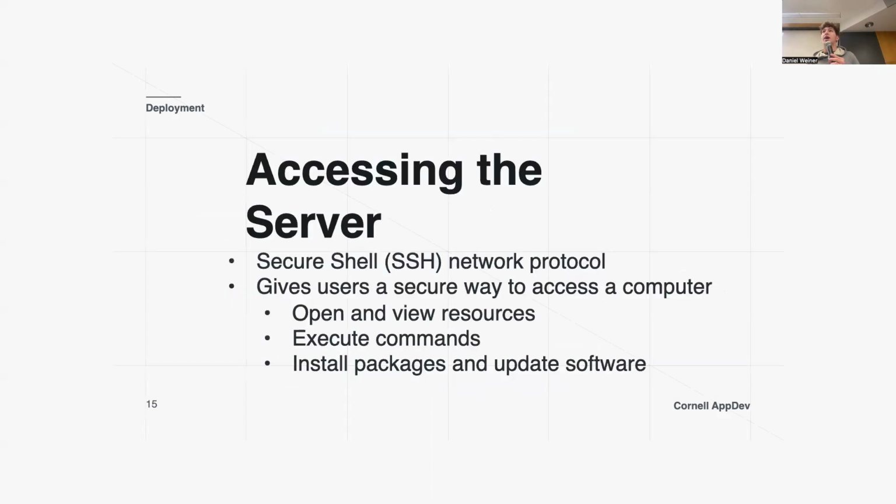So how do we actually access the server? Let's say we get the server to successfully host our application. We need to then be able to access it like in the requirement. We need to be able to see what's going on and control the hardware. So you do that through a secure shell network protocol, otherwise known as SSH. The SSH gives users a secure way to access a computer, which you can then open and view resources, execute commands, install packages, and update software. It gives you a way into the system, basically. And it's a secure, encrypted way into the server.